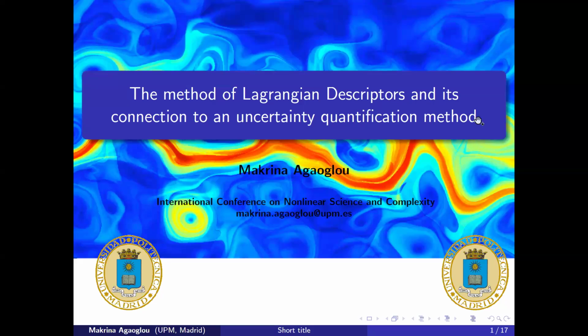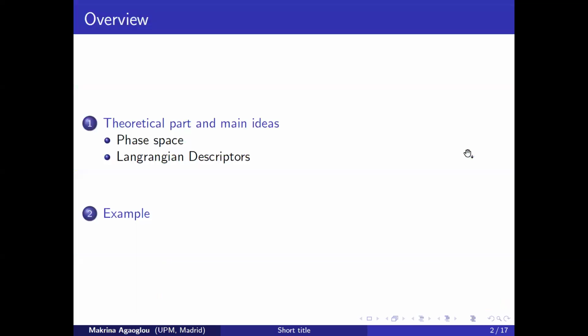Hi everyone, I will talk about the method of Lagrangian descriptors and its connection to an assertive quantification method. This talk is split into two parts. In the first one, that is theoretical, I will present the main ideas, like what is a phase space and the method of Lagrangian descriptors, and then in the second part, I will present one example.